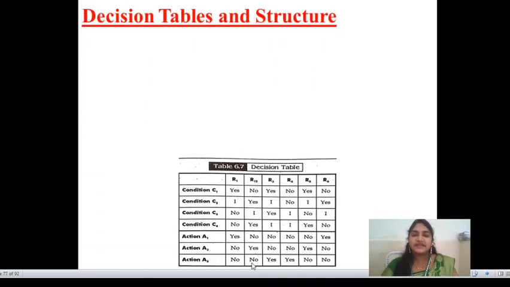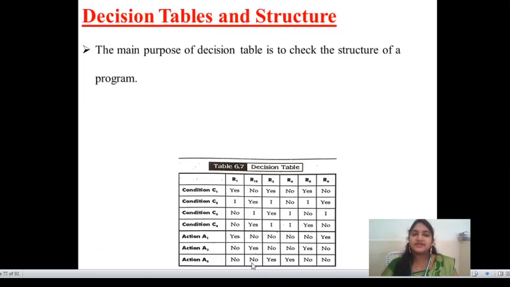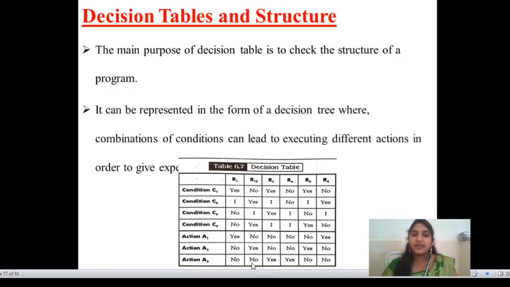Next, coming to the decision table and structure. The main purpose of the decision table is to check the structure of a program. It can be represented in the form of a decision tree where combinations of conditions and actions are performed to give some expectations. See this decision table: it consists of R1 to R6 as the rules, conditions C1, C2, C3, C4, and actions A1, A2, A3, A4. It consists of conditions, actions and rules.